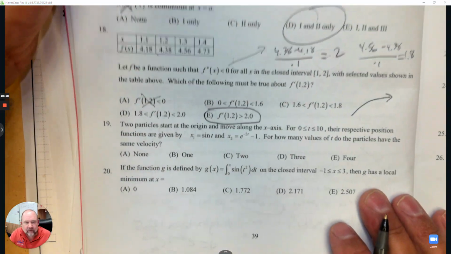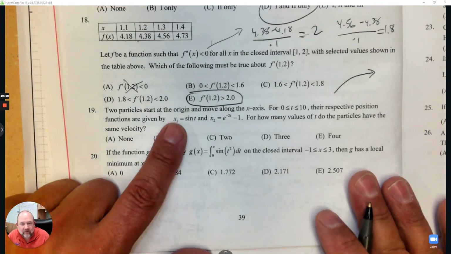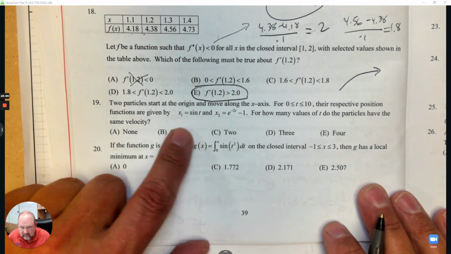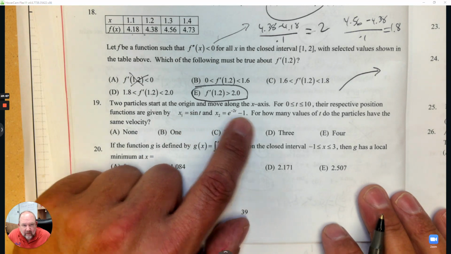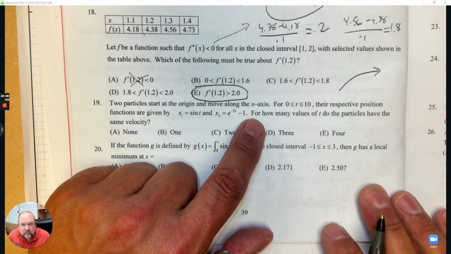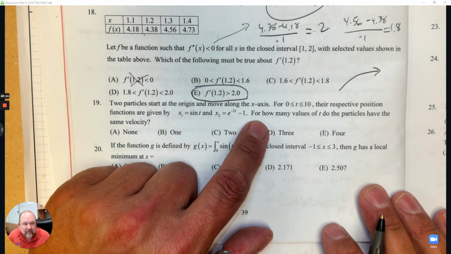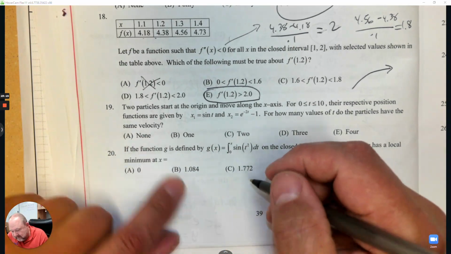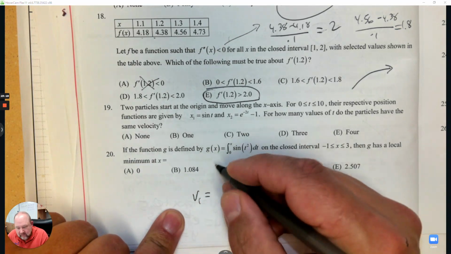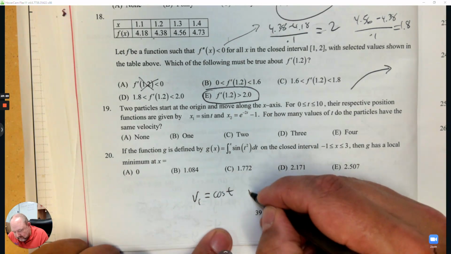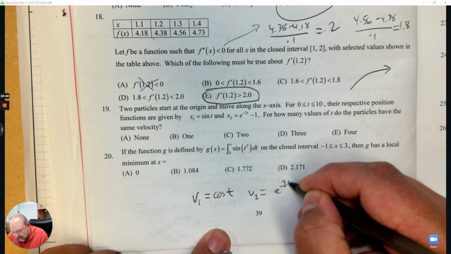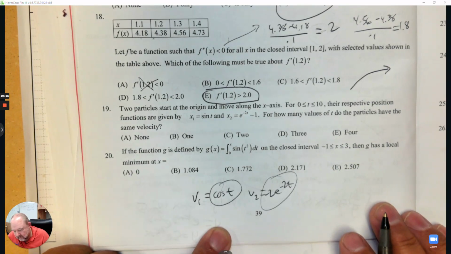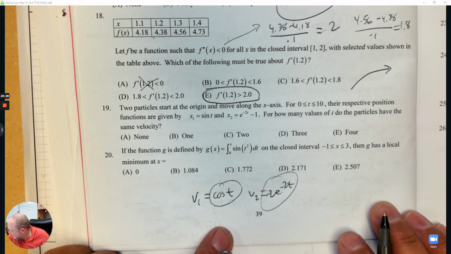All right, 2 particles. I'm moving on. Start at the origin and move along the x-axis. Their respective position functions are given. For how many values of t do the particles have the same velocity? So for velocity, I need the velocity of 1, that's cosine t. The velocity of 2, that's e to the negative 2t times negative 2. And then we make them equal to each other from 0 to 10 and see what the answer is.